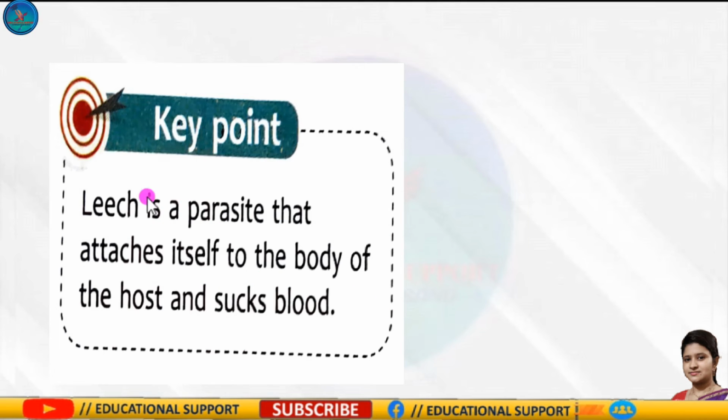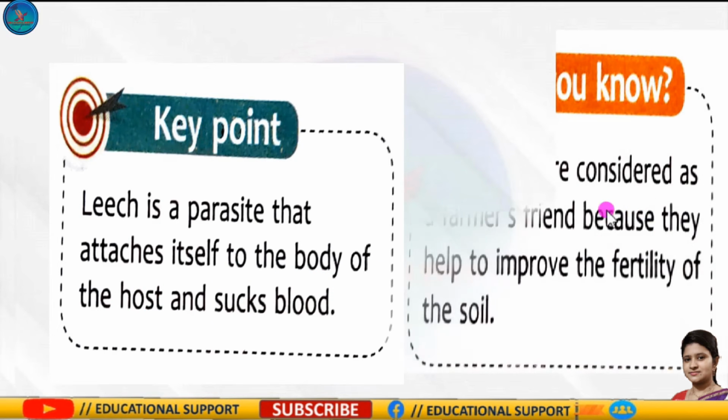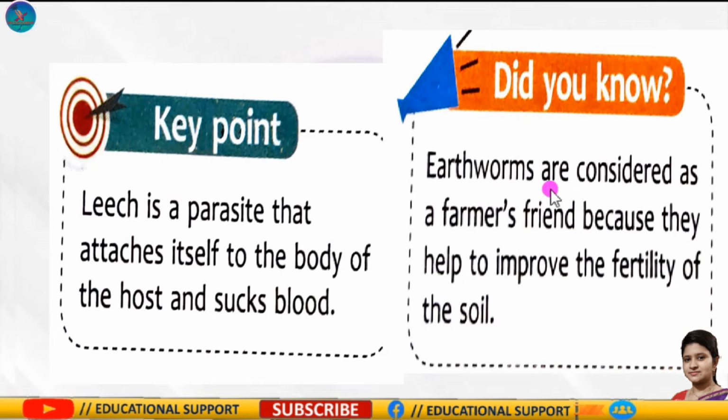Next are key points. What is a leech? A leech is a parasite that attaches itself to the body of the host and sucks blood. And earthworms are considered farmer's friends. You can remember why it is called a farmer's friend, because they help to improve the fertility of the soil. That's why earthworms are considered farmer's friends.